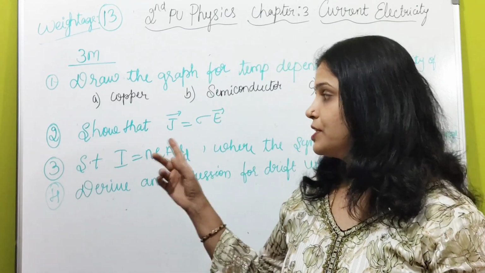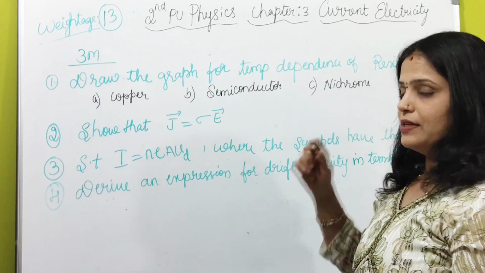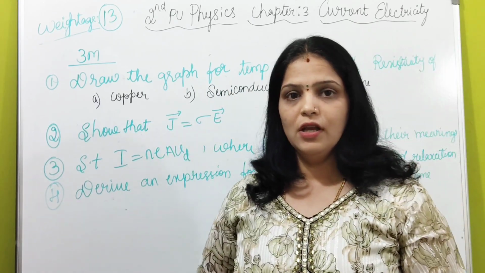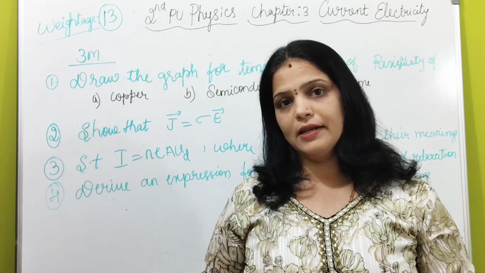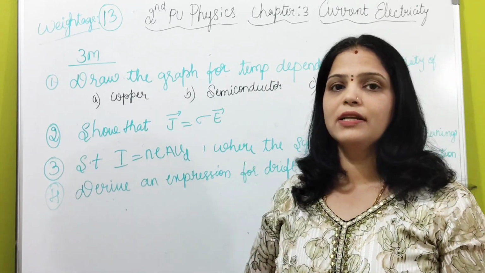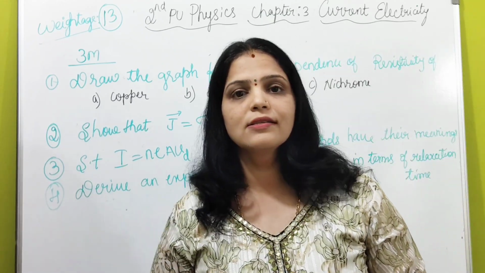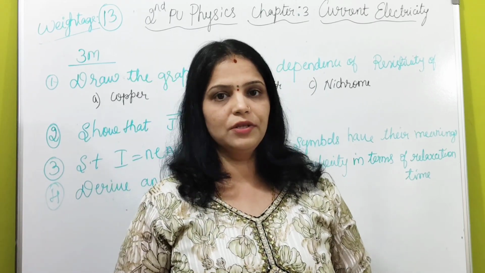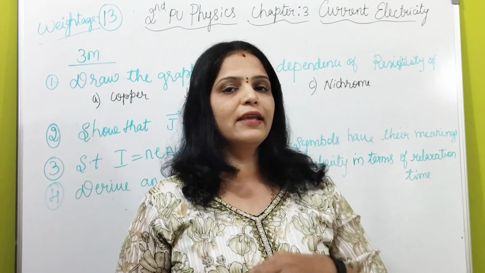The most expected questions are listed here. So the first one is draw the graph for temperature dependence of resistivity of copper, semiconductor and nichrome. So copper is a metal, whose resistivity is directly proportional to temperature, and semiconductor resistivity is inversely proportional to temperature, and here nichrome. Nichrome is an alloy that is also directly proportional, but initially it has a certain value. So it does not start from the origin, it starts from some point on the y-axis.